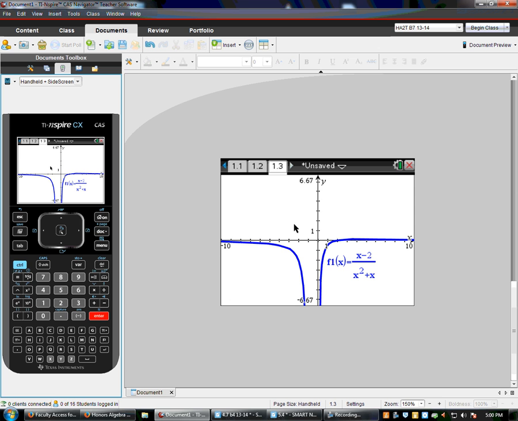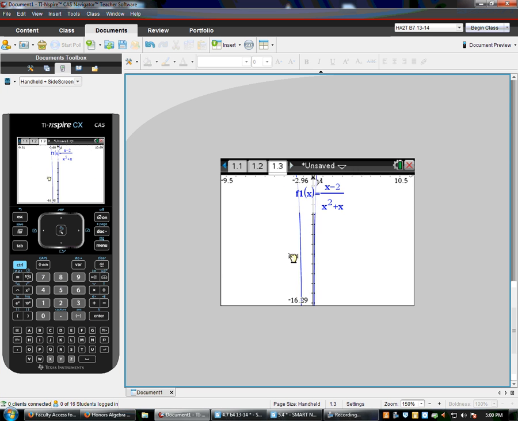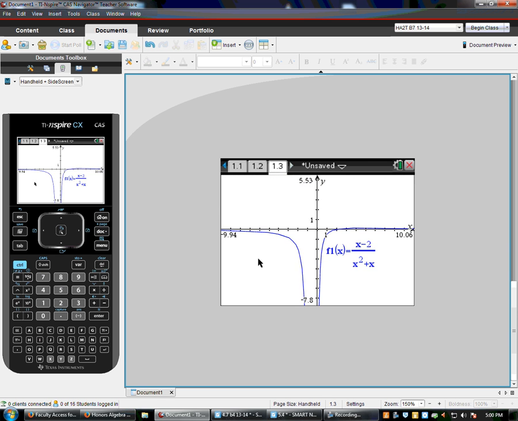It looks like this. Notice right here is that vertical asymptote x equals -1, and here's the vertical asymptote x equals 0, and then the graph just kind of keeps getting closer and closer like that. All right, so that's our graph for this function.